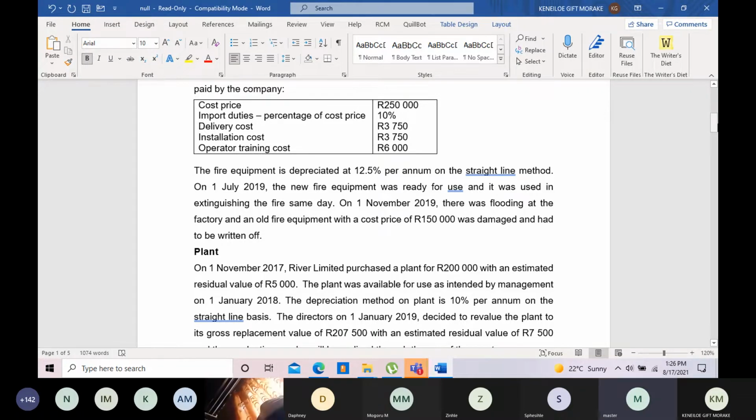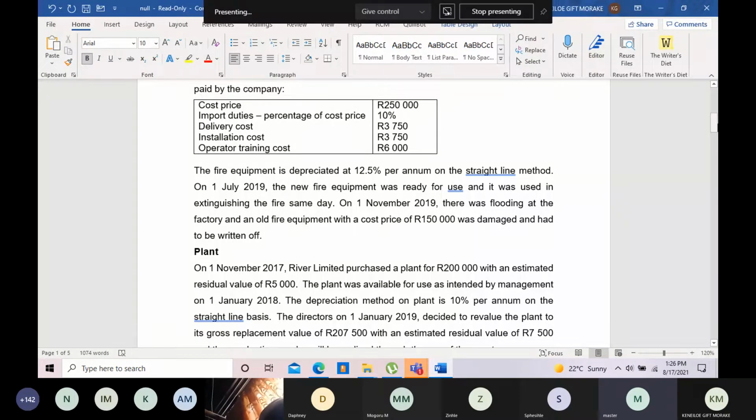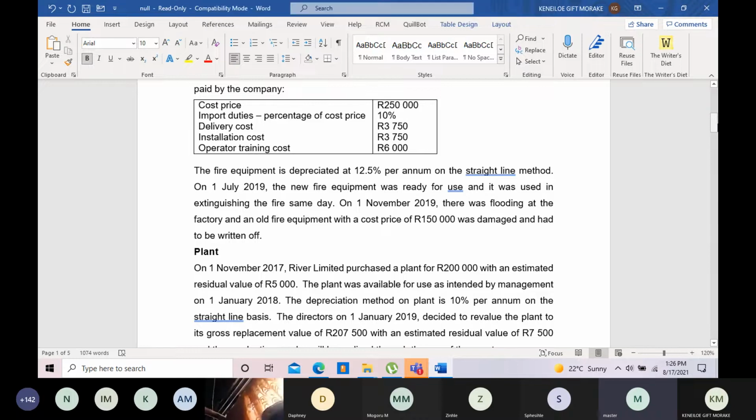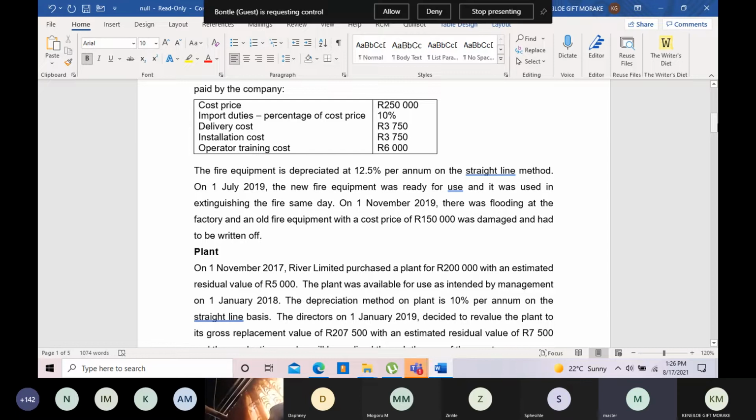For you to calculate the depreciation for the disposed asset or the damaged asset, I said to you when I was starting here, you must treat the damaged asset in the same way as you treat the disposed one, right? So when calculating the months for the disposed or damaged asset, you do not start on the 1st of November. That is very important to take note of. Where do you then start? You start at the beginning of the year. You don't start where the asset got damaged.